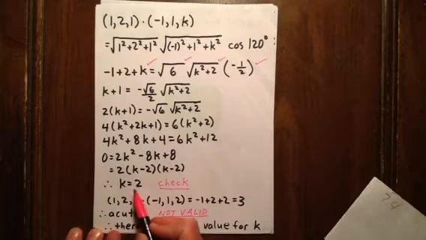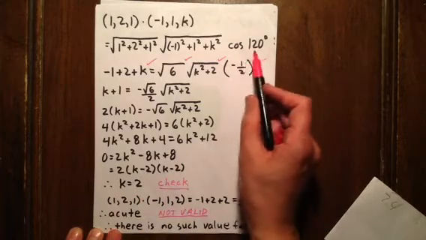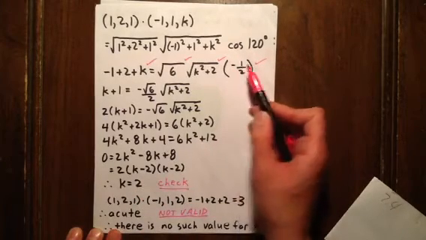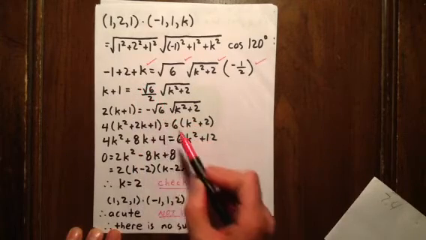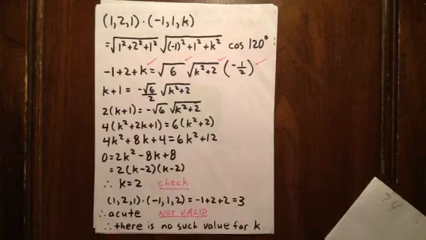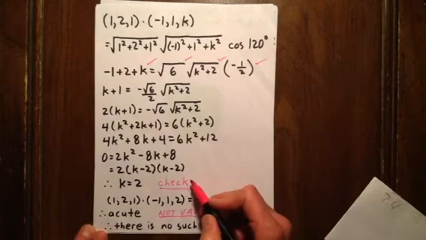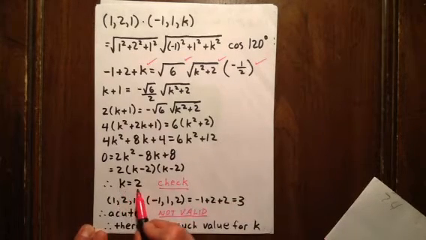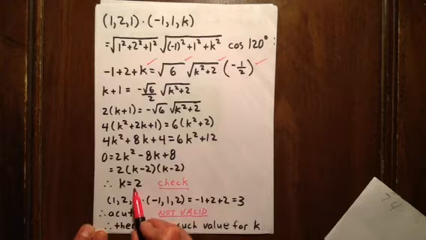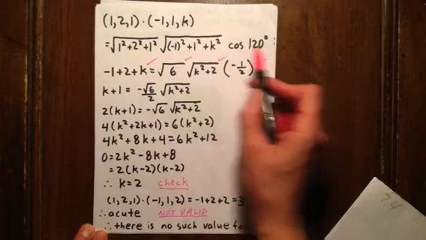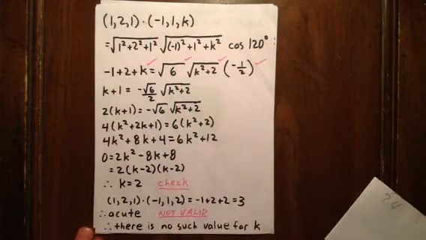But, like I said, keep in mind that we had the cosine of 120 equaling negative 1/2, and we had a negative number here that we ended up squaring. So we were playing games with the signs of our terms, which means that what we have to do is go back and check if k equals 2 does in fact give an angle of 120 between these two vectors.